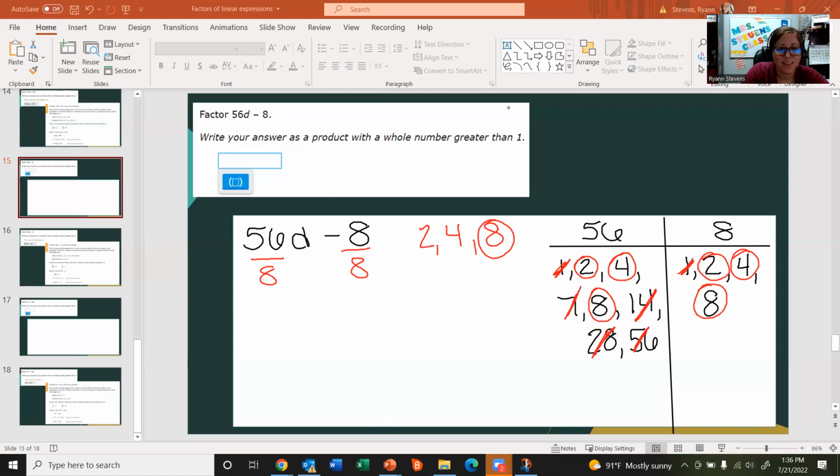And when we write this, we can say 8 times 7 is going to give us 56, so 7D minus 8 times 1 will give us 8. And then we can always rewrite this, pull this 8 outside the parentheses, and we would get 7D minus 1. And that's how we would factor.